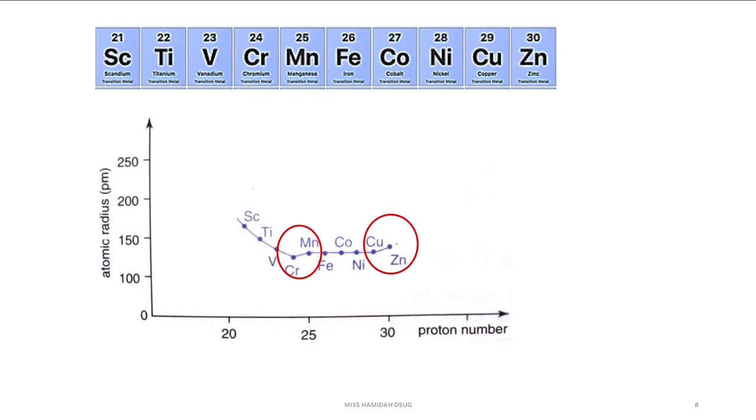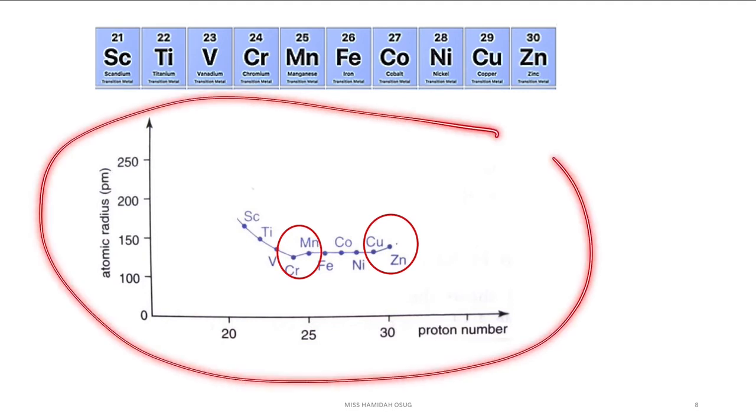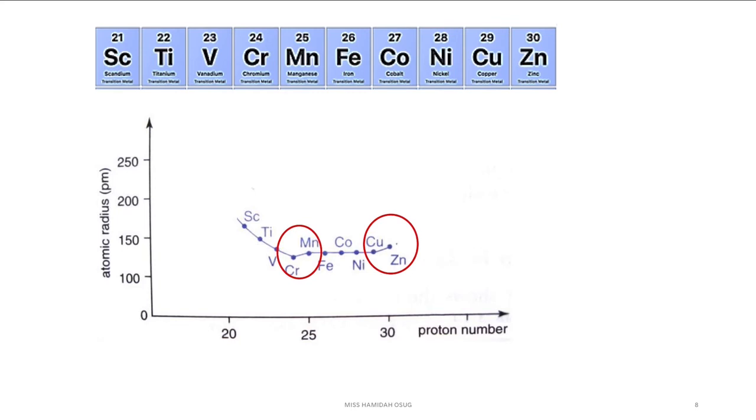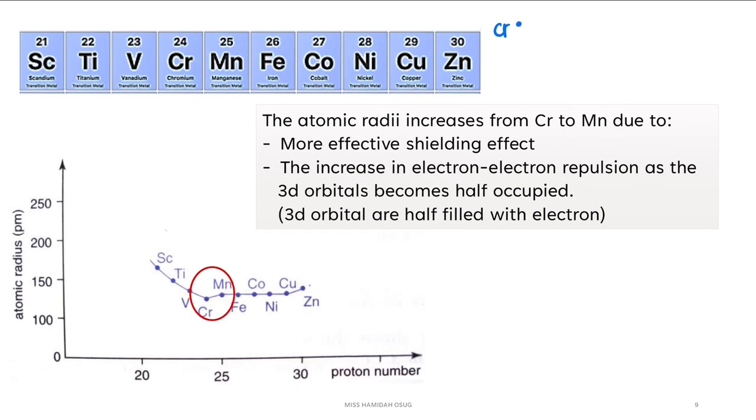Okay, so when we look at the graph earlier, we can see that there is a slight increase in atomic radii at chromium to manganese and also at copper to zinc. Why is this happening? To explain this, apa yang kita kena buat adalah kita kena tengok dia punya electronic configuration. So untuk chromium dan juga manganese, electronic configuration dia adalah Ar 3d5 4s1 dan Ar 3d5 4s2. So kalau kita nampak di sana 3d5 itu adalah half filled orbital.